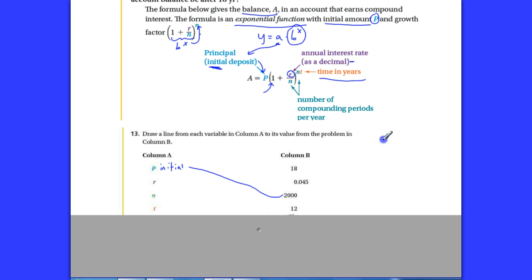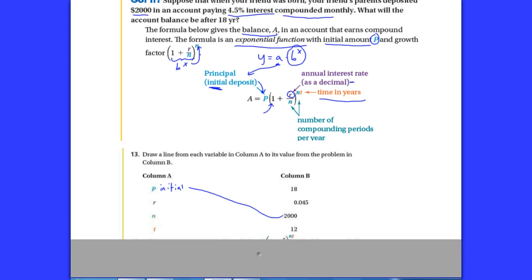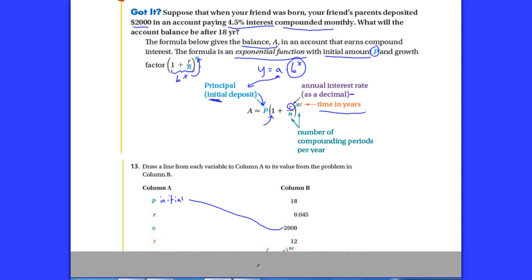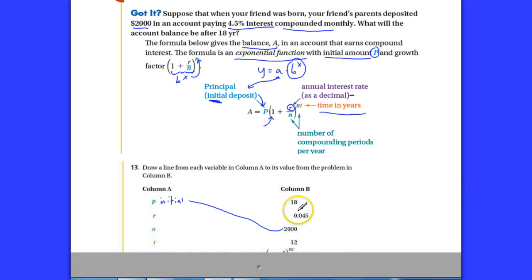All right, R, let's go back and see, what does R represent? R is right here. It's the annual interest rate. Well, what was the annual interest rate in this problem up here? If I scroll up a little bit to where I can read the problem, 4.5% interest. Now, 4.5% interest is equal to that right there, because when you divide it by 100, it goes 2 to the left. You have 0.045. So the R is the annual interest right there.